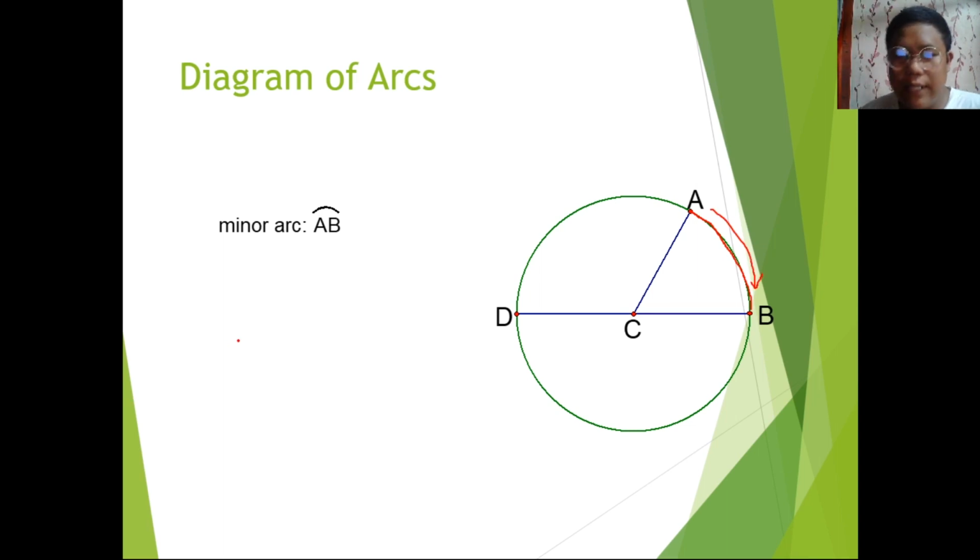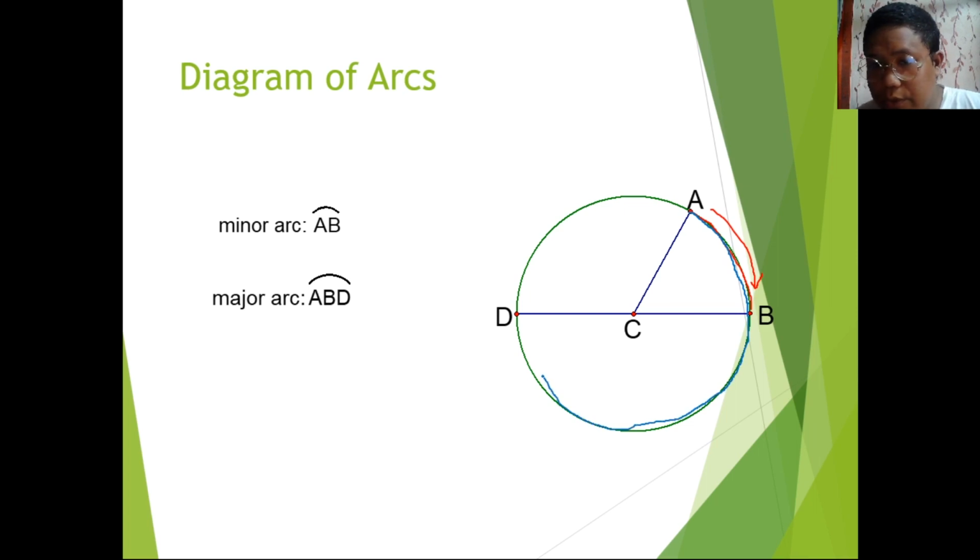Okay? Next, major arc. So major arc ABD. So let's use another color from A going to B then going to D. So that's how you are going to form the major arcs. Para makaiba mo kung asa gikan ang major arc. So muna siya, no? From A to B going to D. That is the major arc ABD.